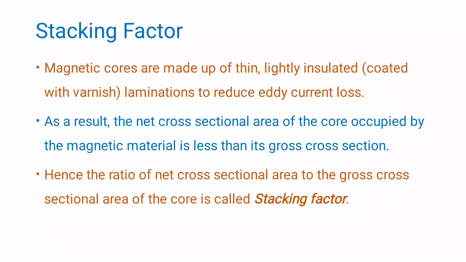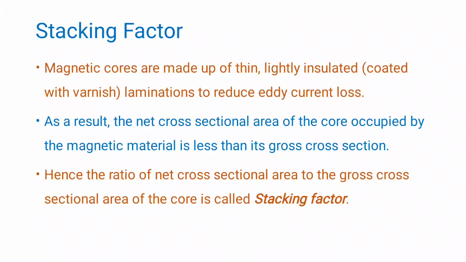So next effect is your stacking factor. What is the stacking factor? Magnetic cores are made up of thin, lightly insulated laminations to reduce eddy current loss. So we know that eddy current is formed because of the induced voltages in the core. So if the core is laminated, this eddy current loss can be reduced.